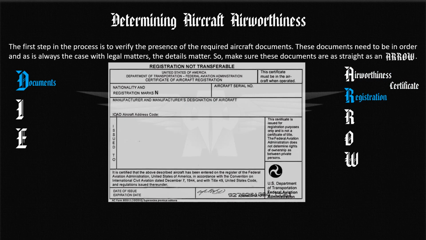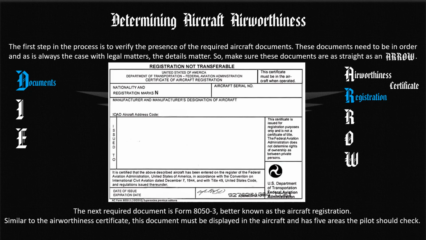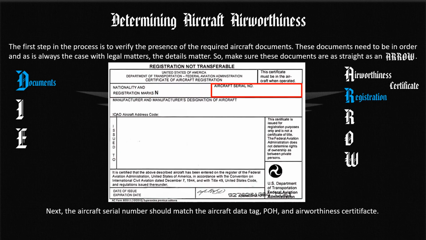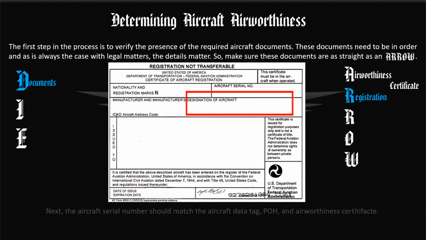The next required document is Form 8050-3, better known as the aircraft registration. Similar to the airworthiness certificate, this document must be displayed in the aircraft and has 5 areas the pilot should check. First, the pilot should ensure that the tail number matches their aircraft. Next, the aircraft serial number should match the aircraft data tag, pilot operating handbook, and airworthiness certificate.